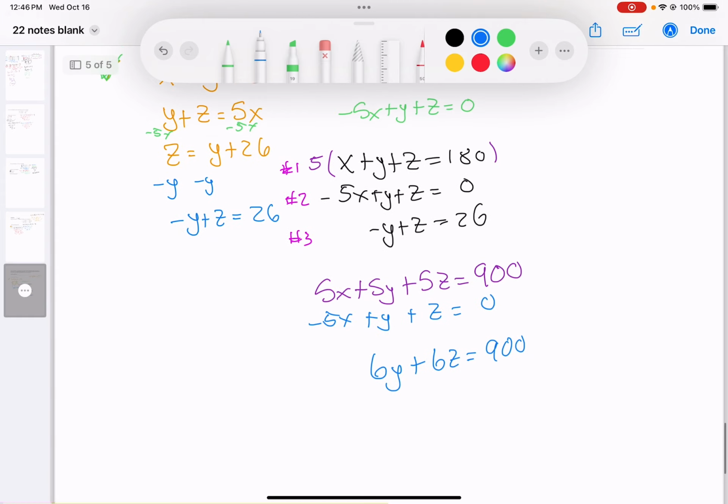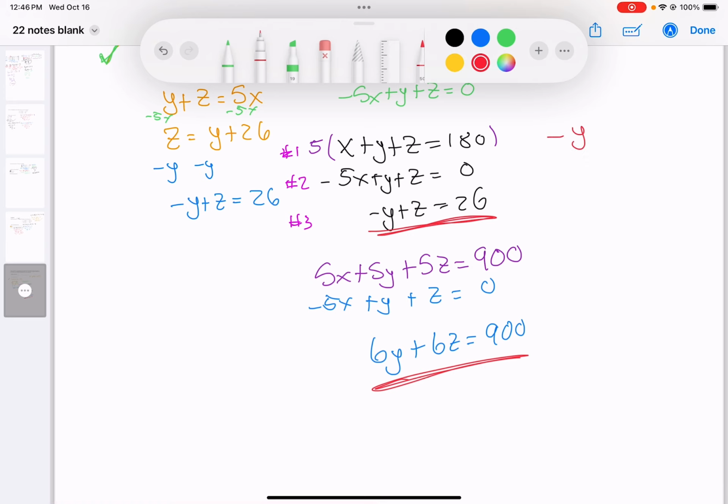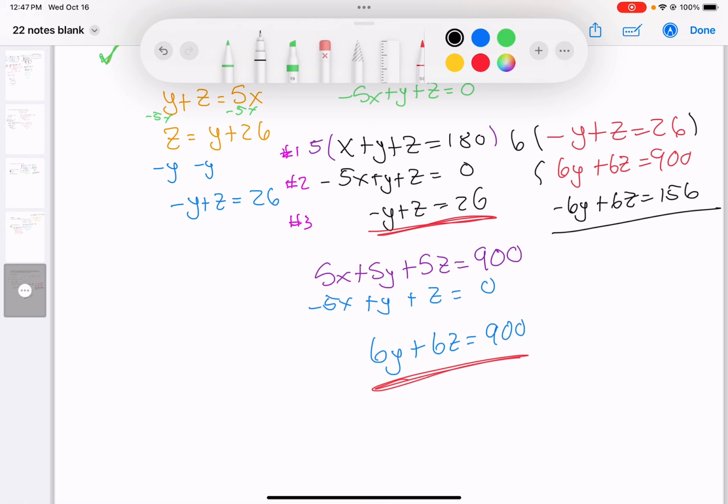Now, I have an equation without an x, and another equation without an x. So I'm going to go negative y plus z equals 26. That was the first one. And then 6y plus 6z equals 900. Now, I'm going to take my first one and multiply by 6. So that's going to give me negative 6y plus 6z equals 26 times 6, 156. Yeah, we're getting some big numbers. That's all right. But that allows me to add these two together. So the y's go away.